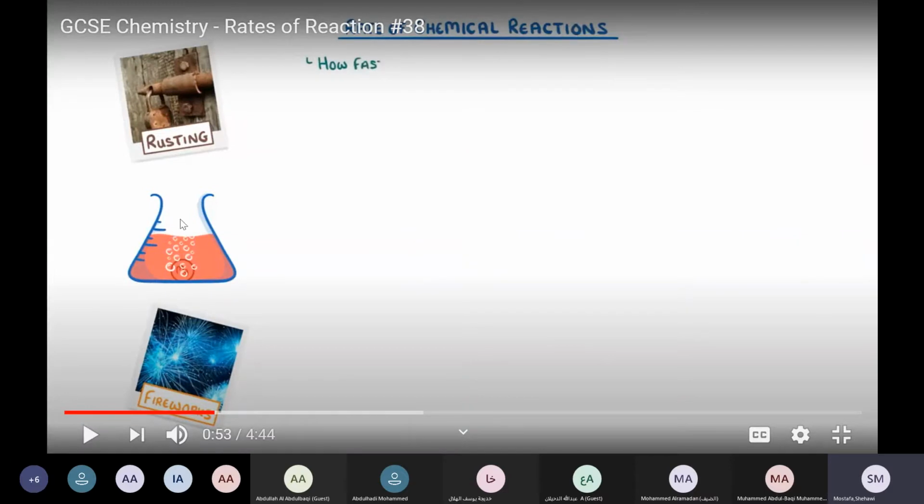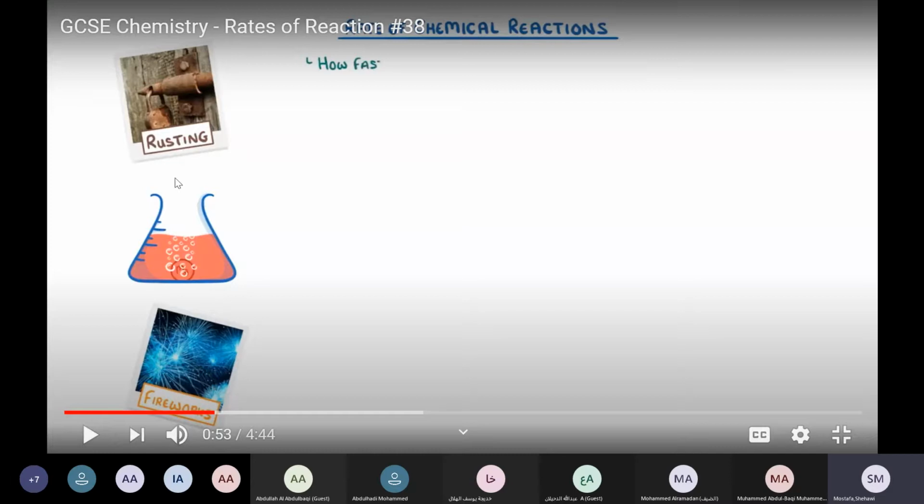So I'll give you 3 types of reaction according to time. Some take a very long time, like iron rusting. Sometimes they take a typical time, like the reaction between magnesium and acid, where gentle bubbles of hydrogen gas evolve. And some take a part of a second to happen, like fireworks and explosions. Okay, this is a very fast reaction.